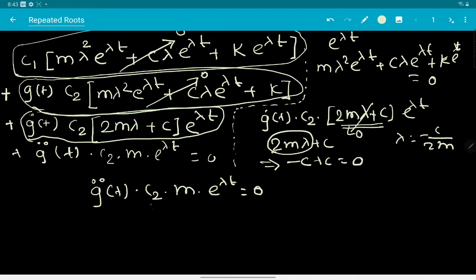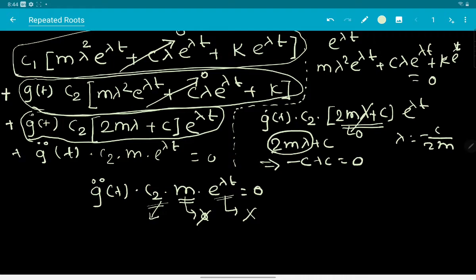Can c2 be equal to 0? Obviously we don't want c2 to be 0. c2 is the weight of the other function, and we obviously don't want that function to be 0 always. Now what is this? This is mass. Mass cannot be 0. If mass is 0, then we are left with nothing, so we had better shut everything off. So that cannot be 0. Can e raised to lambda t be equal to 0? It cannot be 0 either, because if this is 0, then x1 itself is 0. So that also we don't want. So this is also not possible.